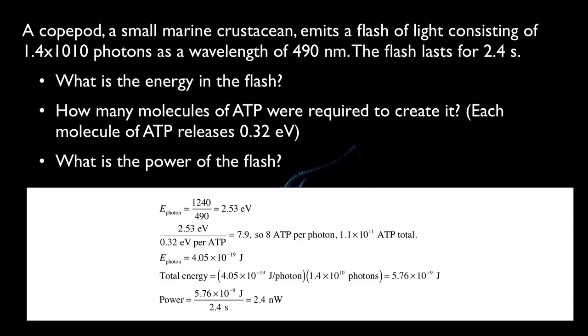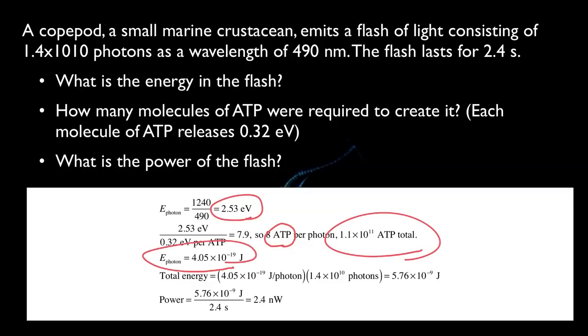So here are the relationships that we use, and here are the answers that I get. The energy of a photon is 2.53 electron volts. It's going to take me 8 ATPs to make each photon, so it's going to take me this many ATPs to make the flash. The energy of each photon, if I put it in joules, is this. So this is the energy of the flash in joules. And so the power is just equal to the energy in joules divided by the time in seconds: 2.4 nanowatts.